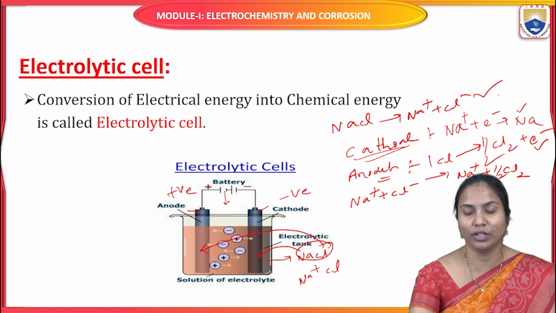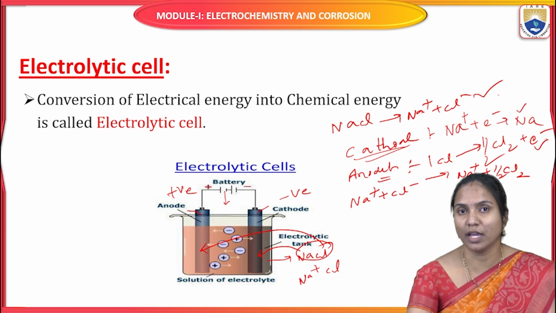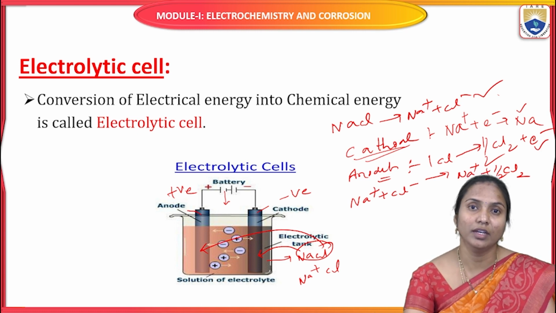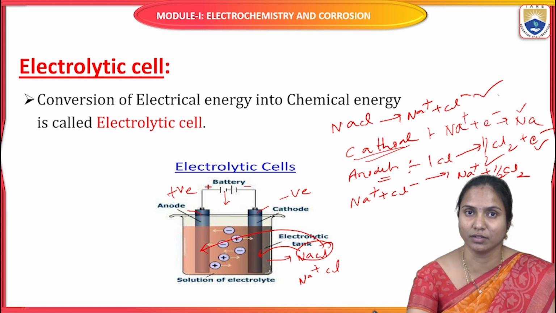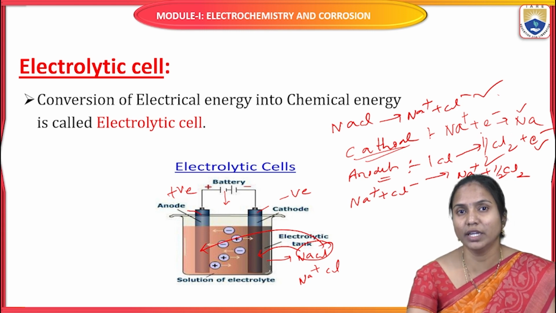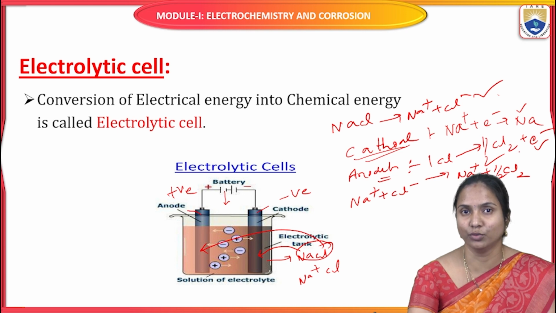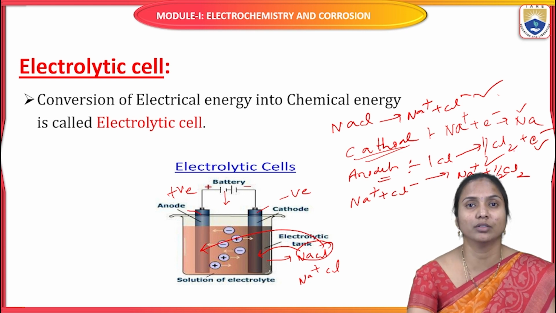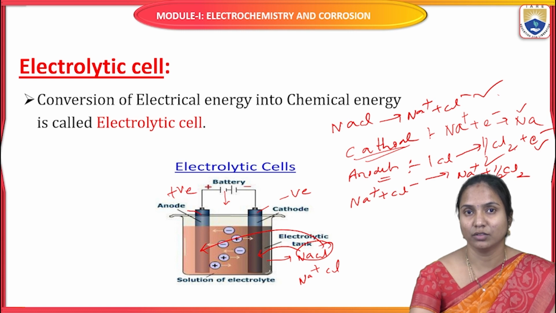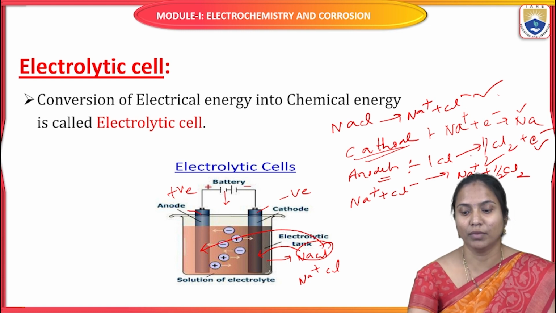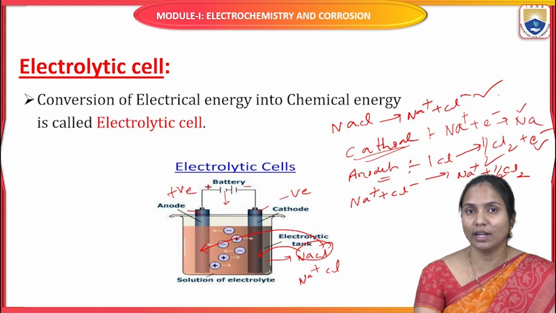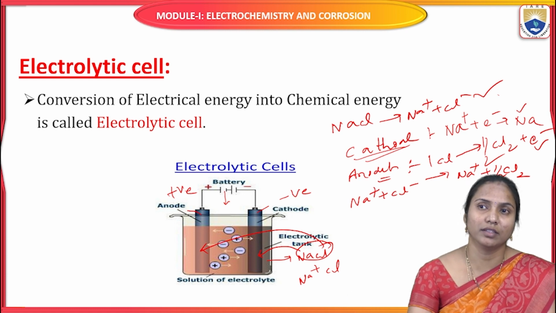And next, coming to the anodic area, chloride moves to the anodic area. Why? Because the anode has a positive charge, so the anion moves to the anodic area. Chloride undergoes oxidation. Oxidation means loss of electrons, and it gives half Cl2. Why are we writing half Cl2? Because chlorine exists as a diatomic gas. We write Cl2, but here only one chlorine is involved, so we write half Cl2. The overall reaction is Na plus and Cl minus finally giving Na and half Cl2.